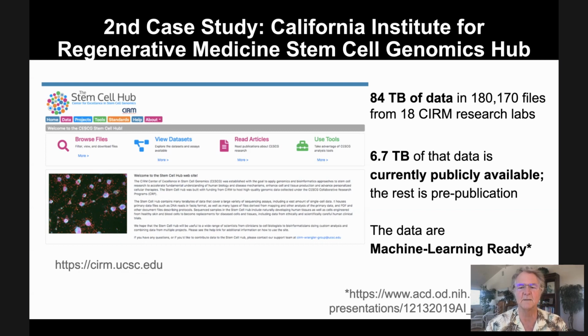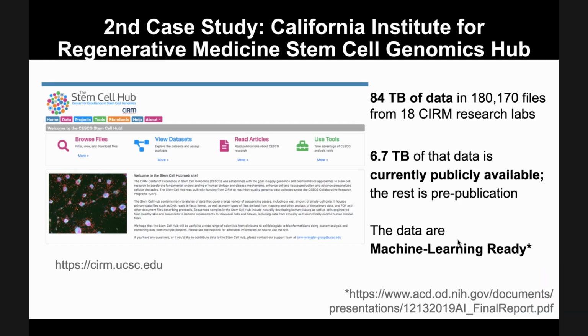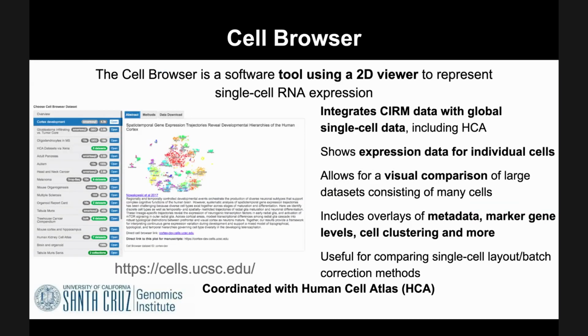We worked for them. We built the database for all of the stem cell information for the California Institute for Regenerative Medicine, working with 18 different California Institute for Regenerative Medicine labs, collecting 84 terabytes of data. But you see that 66.7 of those terabytes is currently publicly available, and the rest is pre-publication. Okay, so this is a little bit of a cautionary look at the numbers. The holding on to data for a long time before publication is a major, major issue. And that's, I think, what this initiative is pushing hard on.